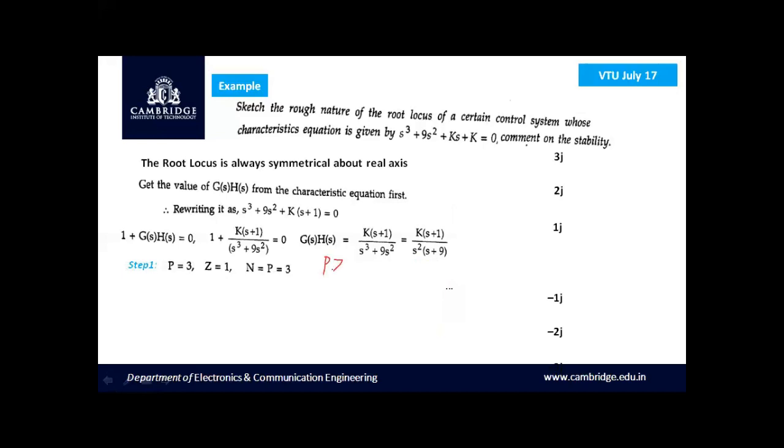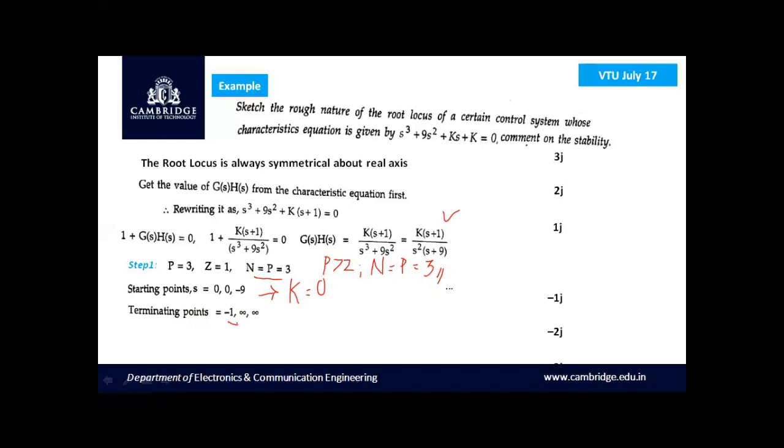As P is greater than Z, the number of root locus branches N will be equal to P. Hence, N will be equal to 3 in this case. It has been written here. And at K equal to 0, the starting point will be at s equal to 0, 0, minus 9. This is the condition at which K equals 0, which means that the root locus always starts at the open loop poles. So we have marked all the locations of poles at 0, 0 and minus 9. And the terminating point will be at zeros. That is, we have a zero at minus 1.